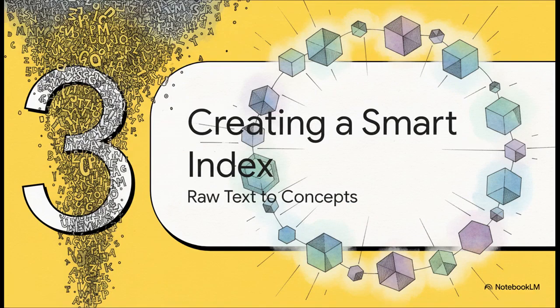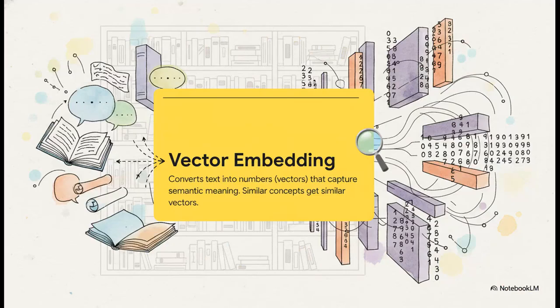And now, moving on to Section 3, this is where things get really interesting. We're creating a smart index. We have to transform that giant wall of text into something an AI can actually search and understand on a conceptual level. The core idea here is something called vector embedding. It sounds technical, but the concept is beautiful. It's a way to translate words and sentences into a list of numbers, a vector. And here's the key. Text with similar meaning gets turned into a similar list of numbers.